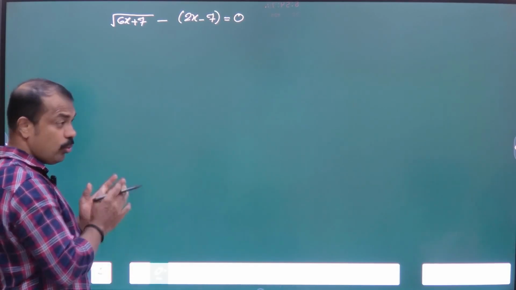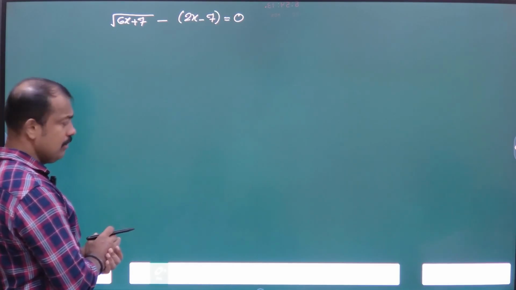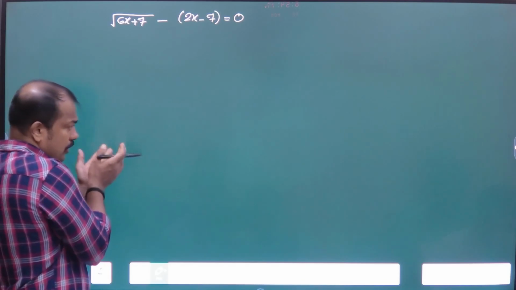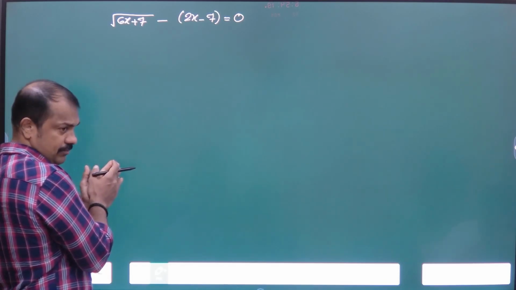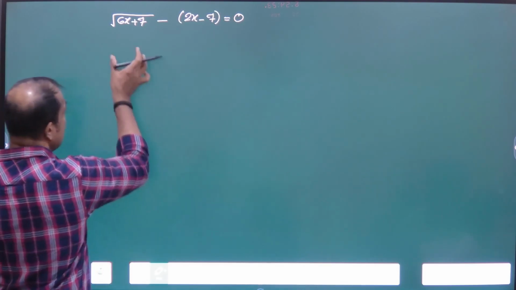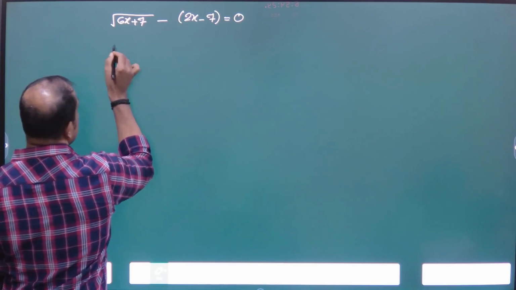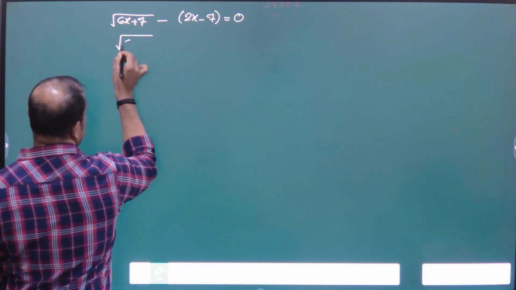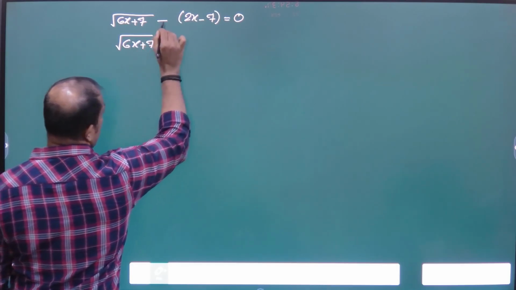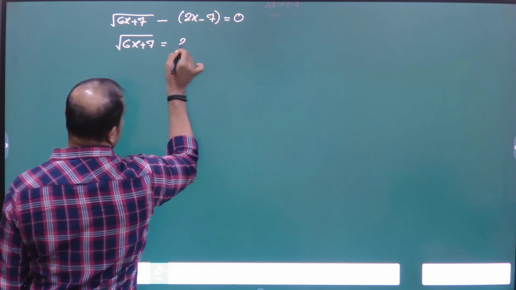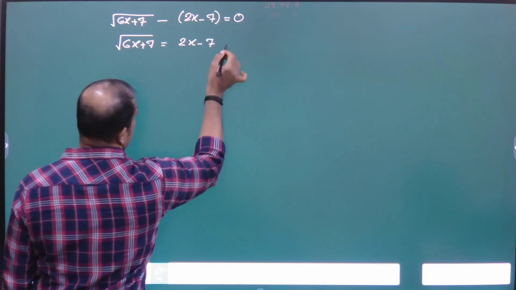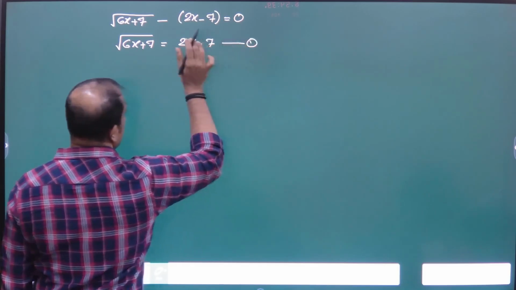कोई भी क्वेश्चन में रूट आ गई तो क्या करना? Which is the root term? You have to keep all the root terms one side and the remaining terms right hand side. Here the root term, you have to keep left hand side: root 6x plus 7. You have to shift this 2x minus 7 to the right hand side. ये ठीक है steps? Yes or no?